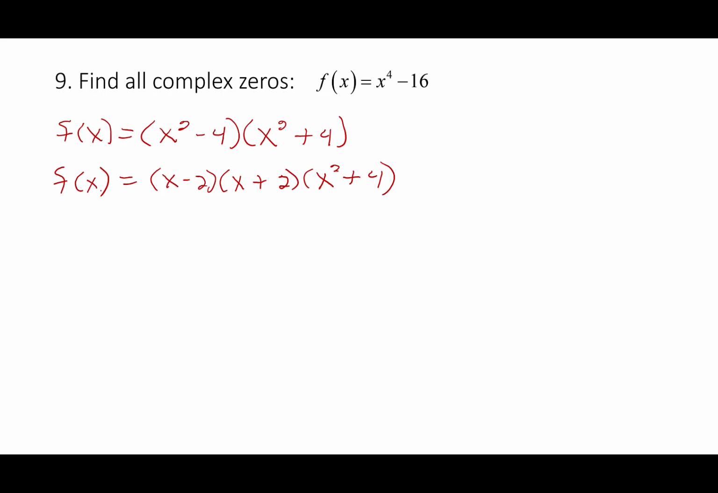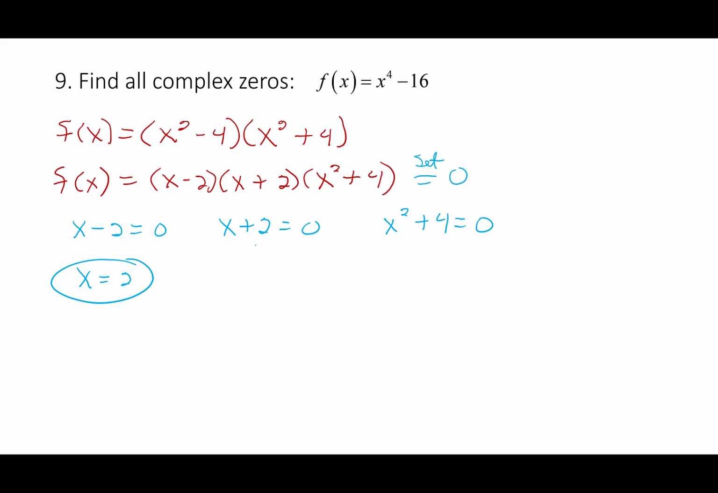But what I'll do then to find the zeros, to find all these zeros, what we do to find zeros for a function is we set that function equal to 0. We set y equal to 0, if you think of it that way. From setting y equal to 0, or our function equal to 0, we solve each factor by setting each factor equal to 0. So we have x minus 2 equals 0, x plus 2 equals 0, x squared plus 4 equals 0. From the x minus 2 being equal to 0, I get x equals 2. From x plus 2 equals 0, I get x equals negative 2.